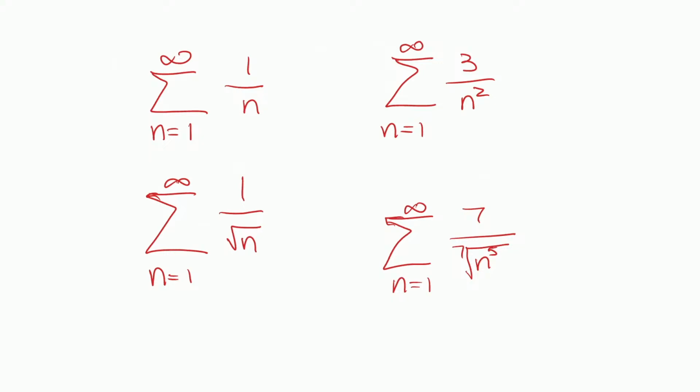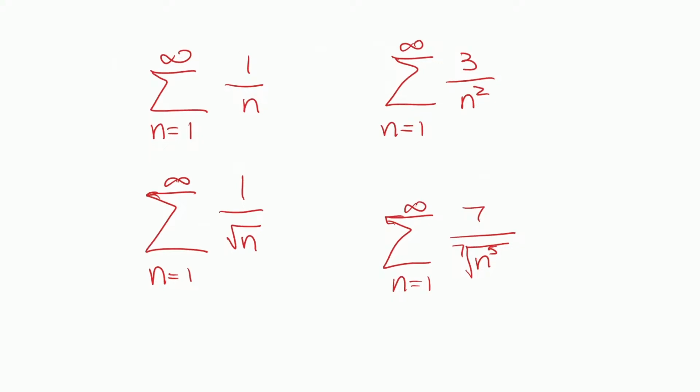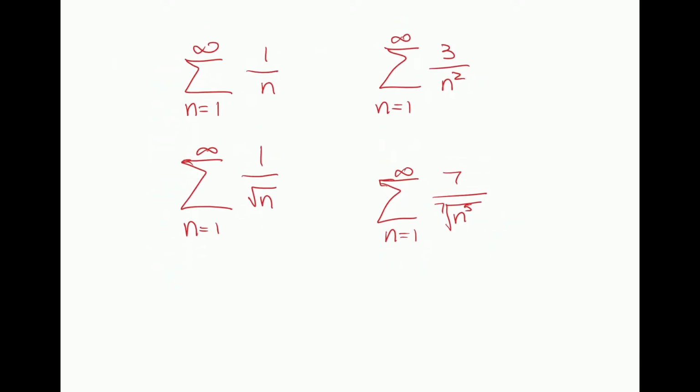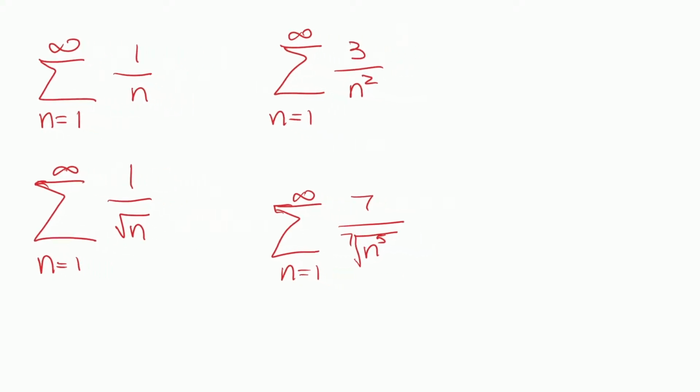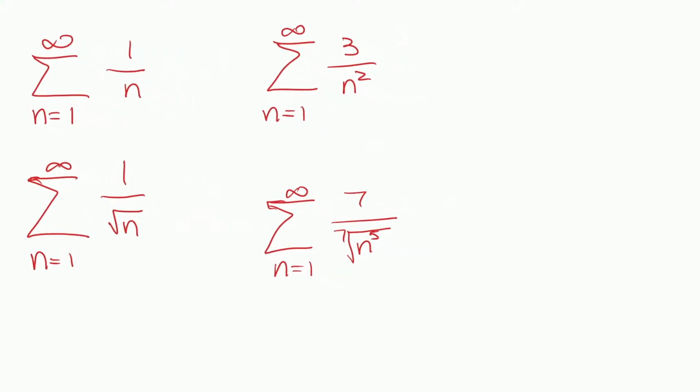These all have the same sort of basic form. You all have a constant over n to some power. So each one of these has a constant over n to some power. And so because of this, we call these P series. I know, why can't we call them power series? Well, there's another thing in math that's a power series, and so we can't call these power series. These are called P series.